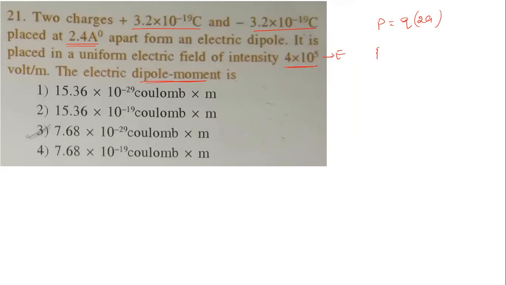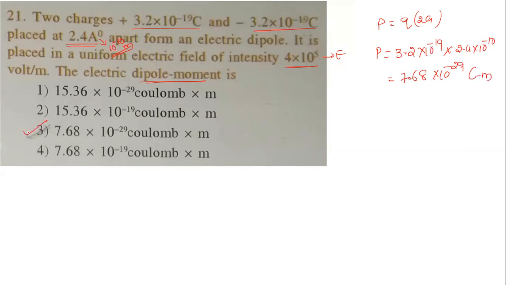Let us check now. P equal to Q, where the charge is either one of these two. In magnitude, we take 3.2 into 10 power minus 19, into 2a, the distance apart, which is 2.4 into 10 power minus 10, because they gave it in angstrom. Angstrom means 10 power minus 10 meter. If you multiply this, you get 7.68 into 10 power minus 29 coulomb meter.